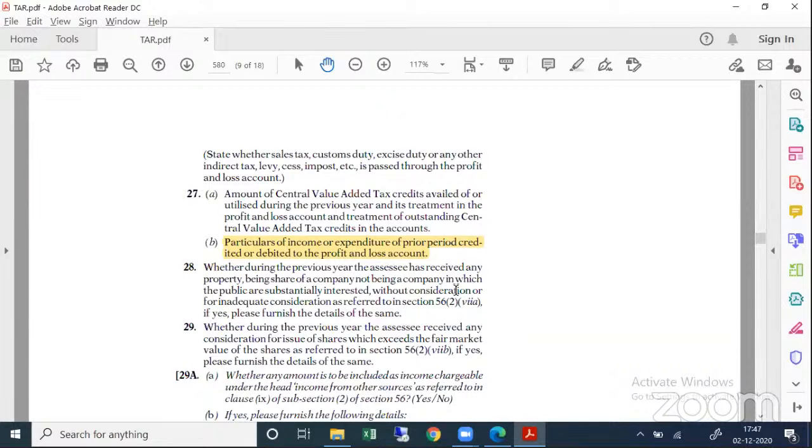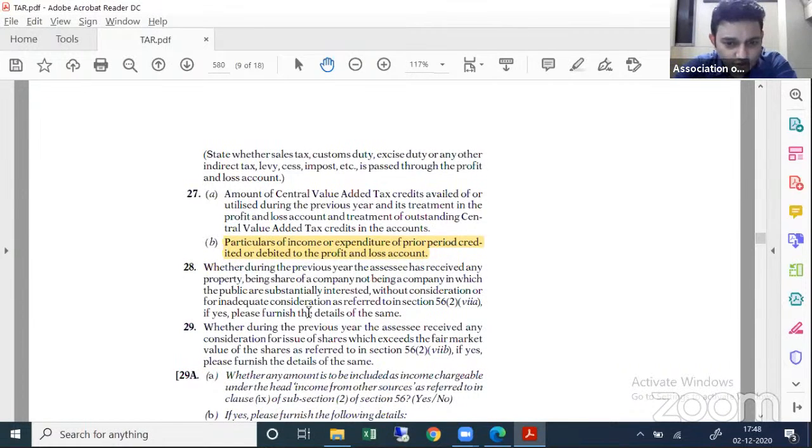Moving on, clause 28 talks about whether an assessee has received shares of a company which is closely held, without consideration or for inadequate consideration. Here the assessee would only mean a closely held company, firm or LLP, as per 56(2)(7)(a). Now moving on, I feel the other clauses, which are 29, 29A, 29B, and 30, are very specific clauses. If someone wants to take them up, we can open it to the forum. I would move on to clause 31, which is very interesting in particular.